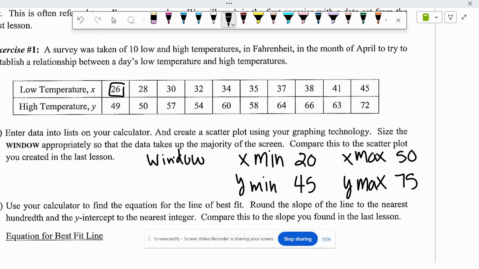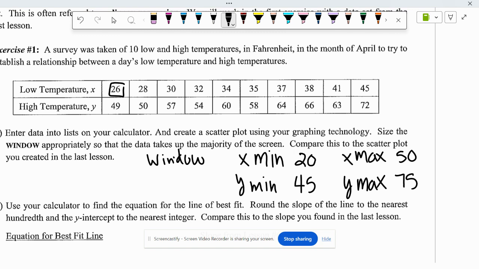So you adjusted your window. Now you're going to hit your stat button. You're going to hit edit. Your L1, your lists need to be cleared. Does anyone have data in their L1, L2? Because if you do, you need to clear it out or it'll mess up your table. So if you have data in your list, you need to arrow up to where it says L1. Anybody have data in their lists? Okay, so you have to hit edit, right? There you go. All right.